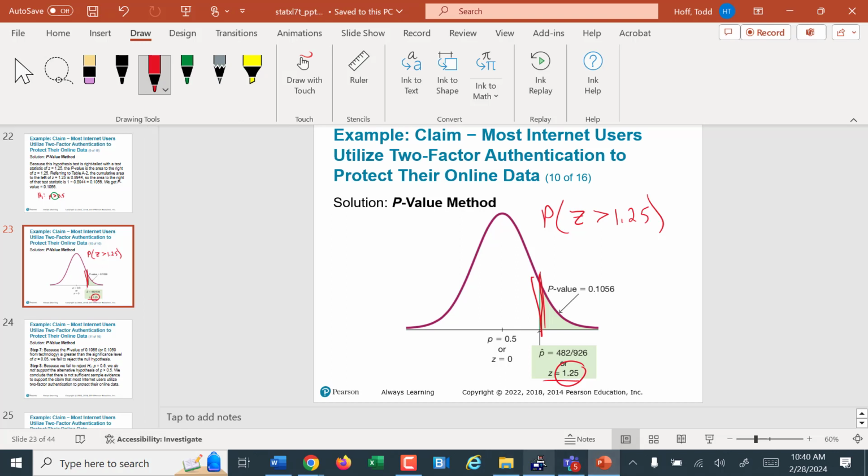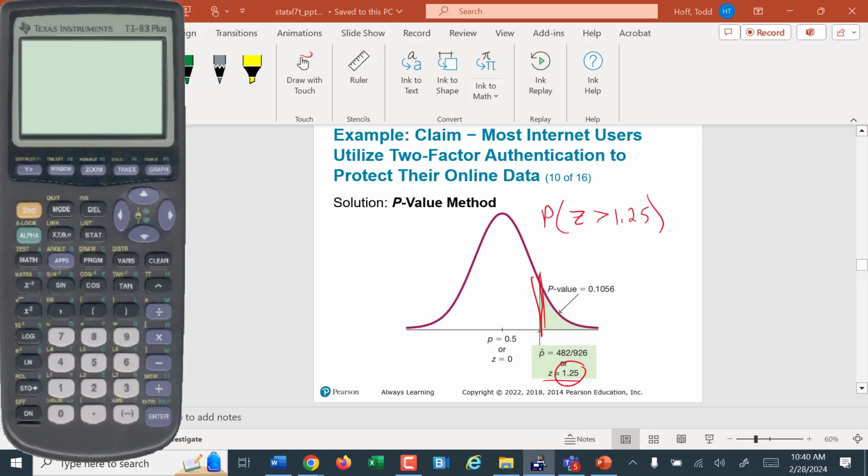Now we can use technology for this. My calculator will do it for us. If you happen to have a TI-84, you would go to second distributions, normal CDF, 1.25 to positive infinity. So 1.25 comma 1, 2, 3, 4, 5, 6 nines for positive infinity, comma mean of 0, standard deviation of 1 is telling us that this is standard normal. That gives us 0.1056 if we round to 4 decimal places.